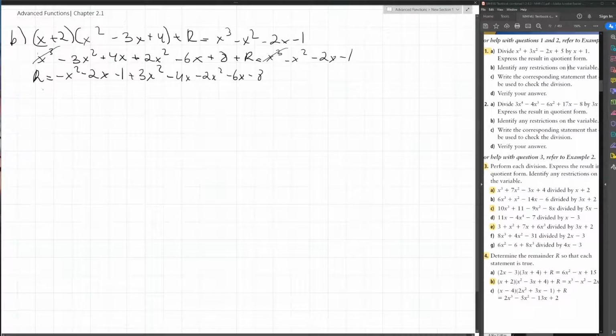Again, what we have to do is just simplify. Negative x^2 plus 3x^2 is 2x^2, minus 2x^2 is 0. So we can cross all of these out. They're not needed. Negative 2x, minus 4x. Sorry, this would be plus. Negative 2x plus 4x minus 6x is equal to 0. Again, these could get crossed out. So what we have is negative 1 and then negative 8, which is equal to negative 9. Therefore, the remainder is negative 9.